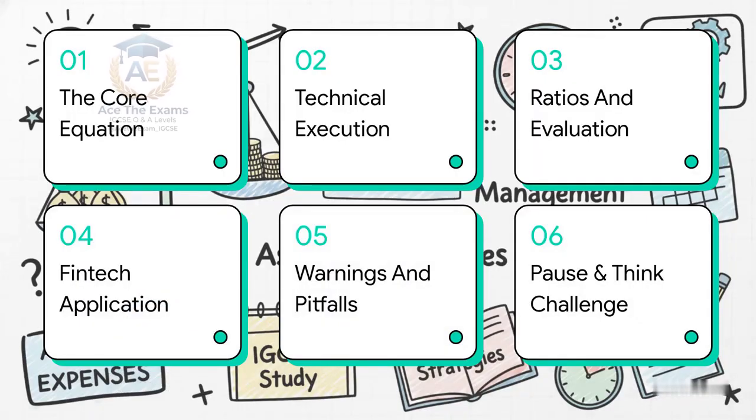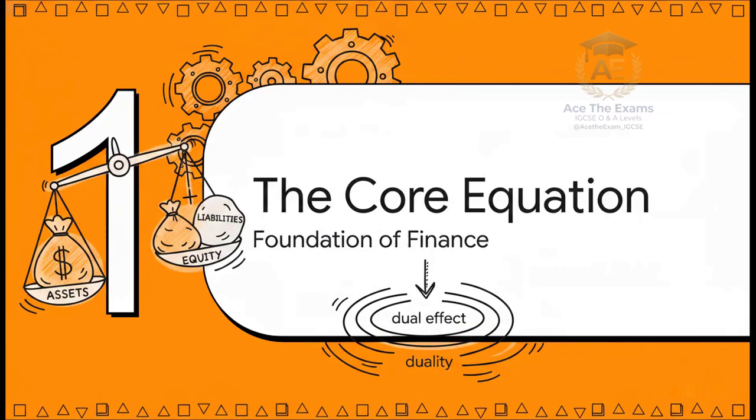Okay, let's dive right in. Here is our exact roadmap for today. We're starting with the core equation architecture, moving straight into step-by-step technical execution. Then we level up to AO3 ratios and evaluation before grounding all that theory in a real-world fintech application. Finally, I'll hit you with some crucial examiner warnings and pitfalls, wrapping up with a high-stakes pause and think ACE challenge.